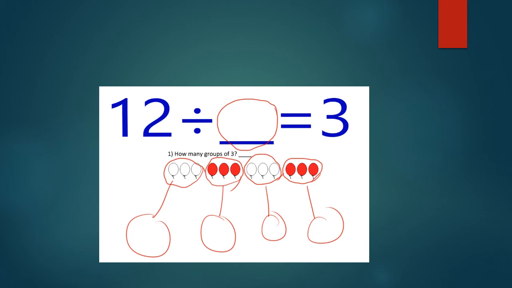12 balloons divided by 4 people equals 3 balloons. 12 divided by 4 equals 3. Please write the number on the line, or because you're at home, you can say the number. How many people get 3 balloons?